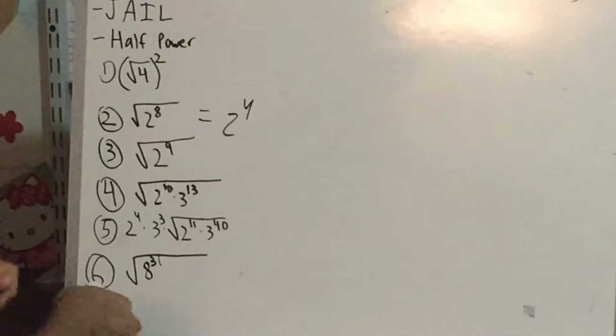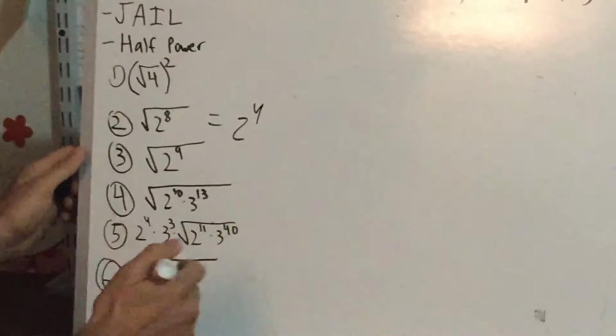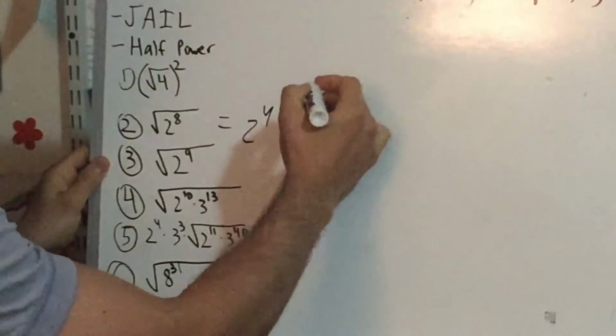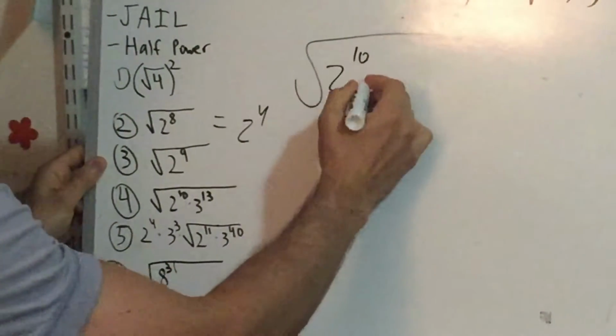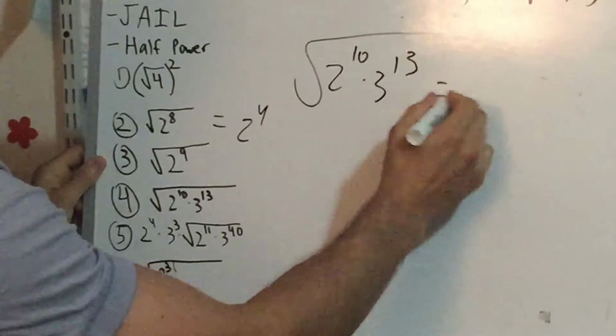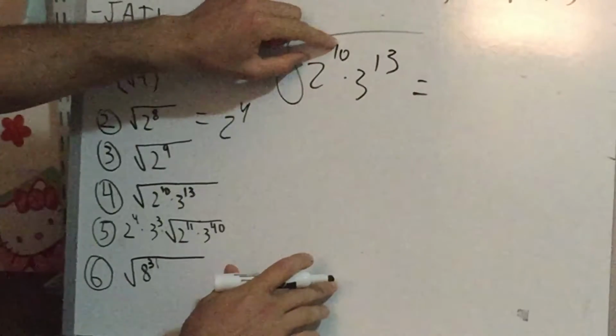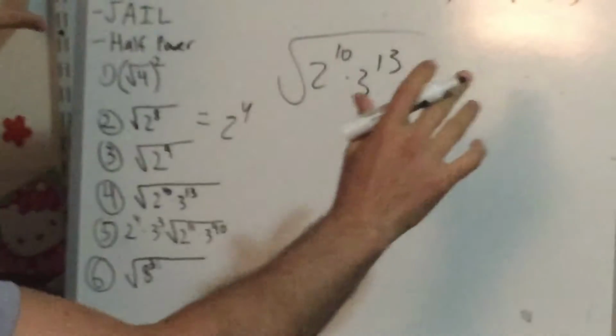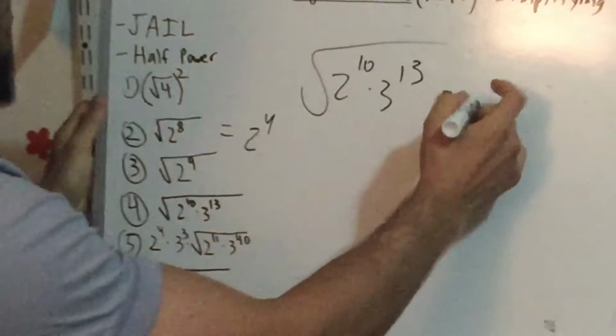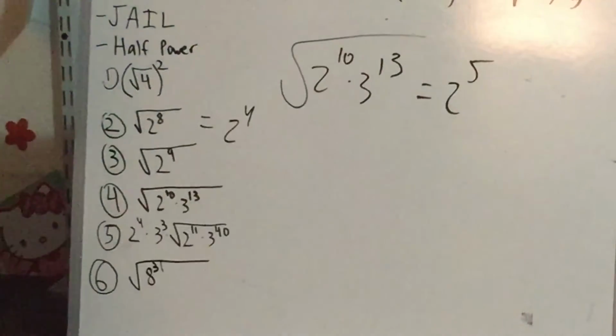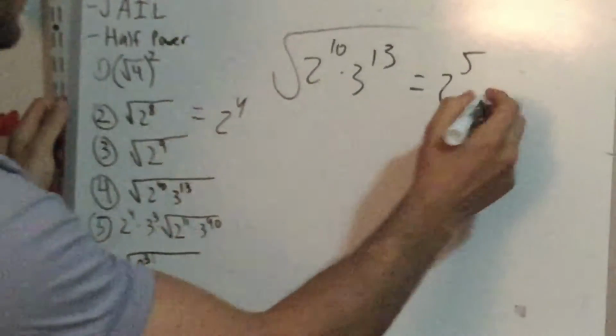So let's try this one. You could have more stuff going on. So for this one, it says 2 to the 10th times 3 to the 13th. So what's going to pop out? If there's 2 to the 10th, so there's 10 2's multiplied inside, when they pop out of jail, there's only 5 2's. So they're not worth as much outside of jail.